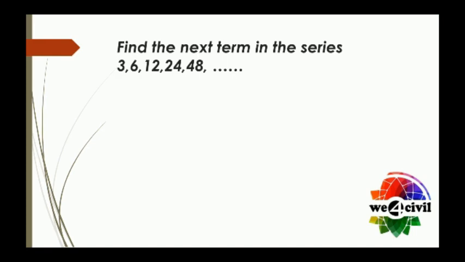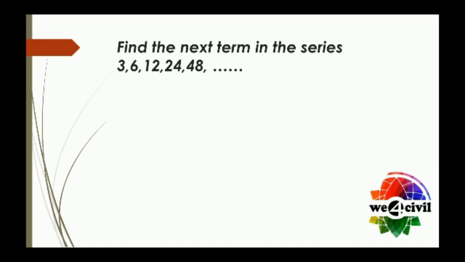Here you have a series 3, 6, 12, 24, 48. The first step is to check whether it's increasing or decreasing. As you can see, the numbers are in increasing order. 3, 6, 12, 24 is going on increasing. Now we have to analyze the trend of increase, how much the increase is happening.